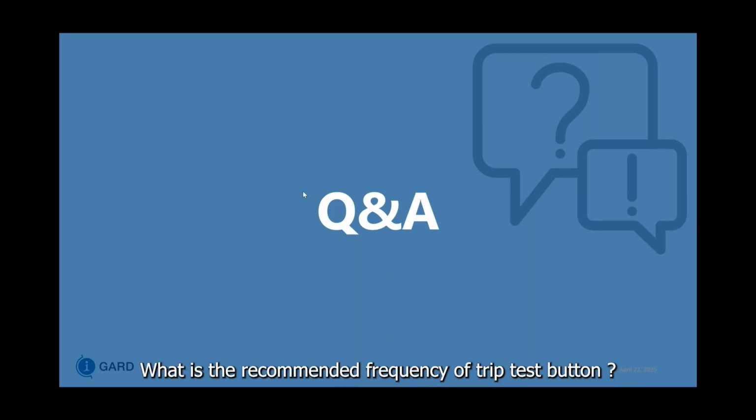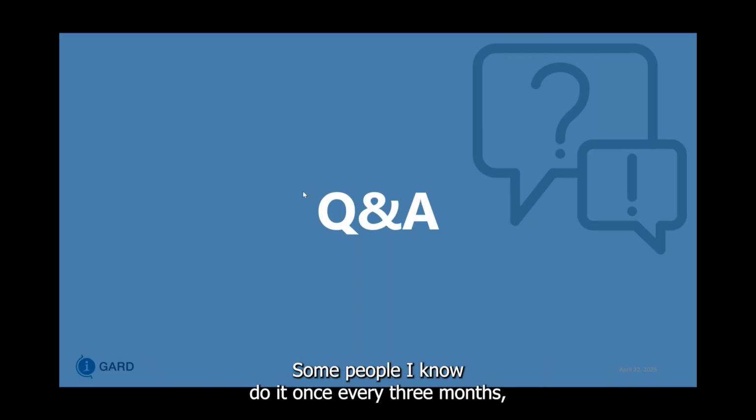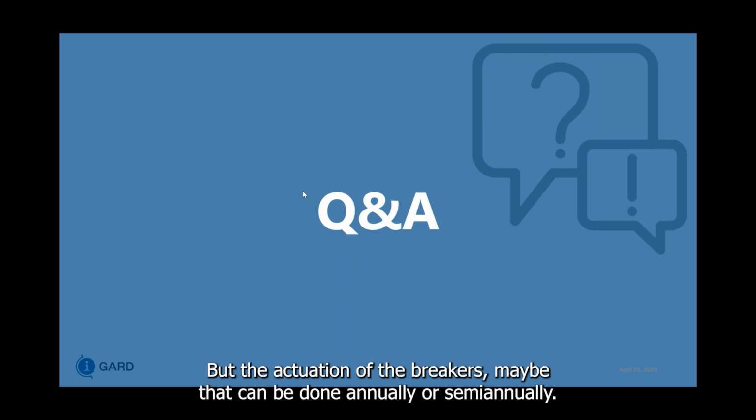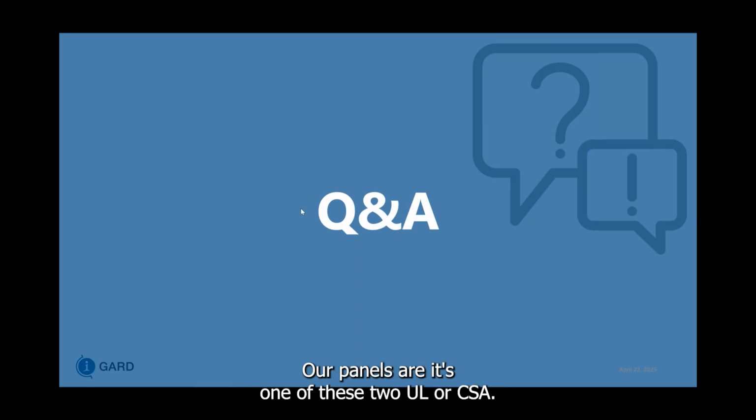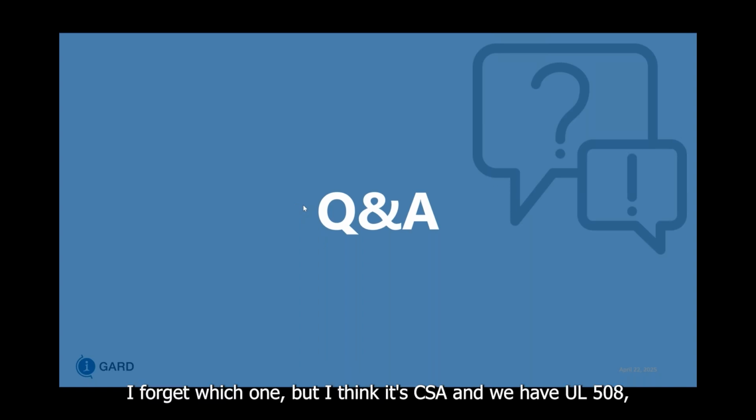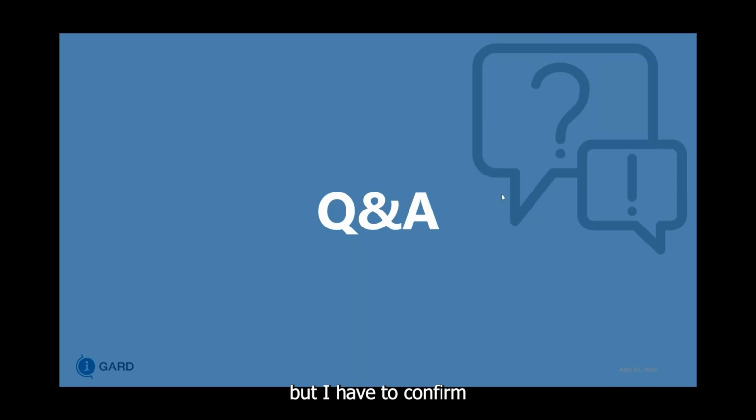Okay, awesome. What is the recommended frequency of the trip test button? I think it's site dependent. Some people I know do it once every 3 months, but I'm not sure if there's a recommended time. Maybe during every downtime, it's recommended to do a test to make sure everything's working as it should. But the actuation of the breakers, maybe that can be done annually or semi-annually. Our panels are one of these two, UL or CSA. I forget which one, but I think it's CSA, and we have UL508, but I'll have to confirm.